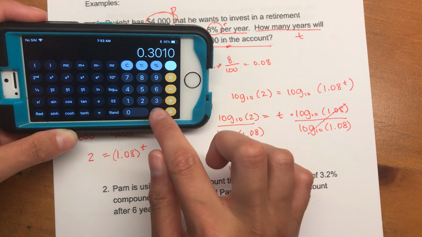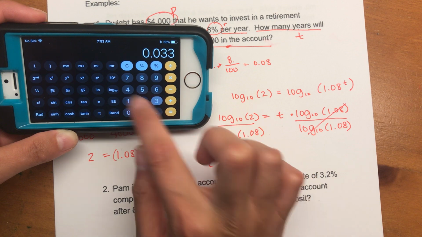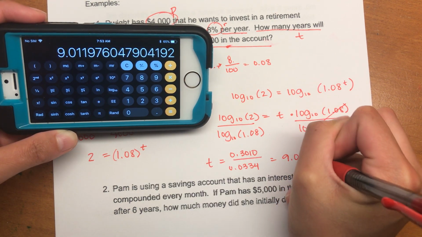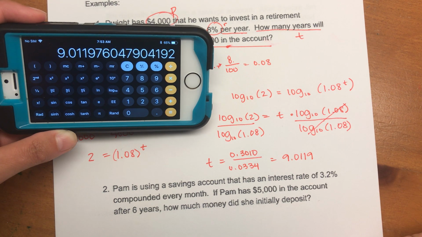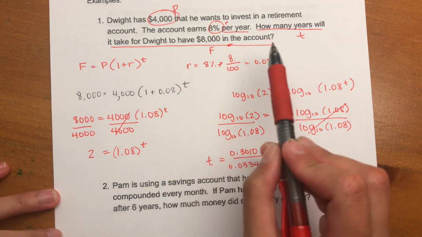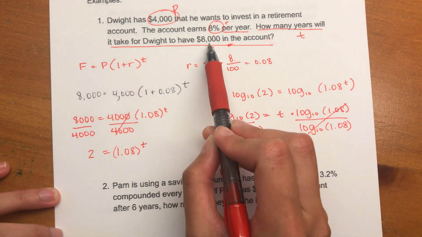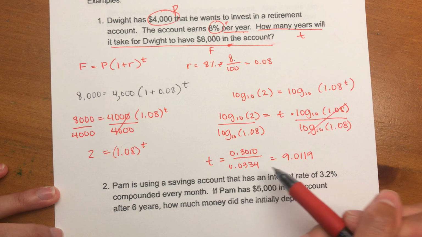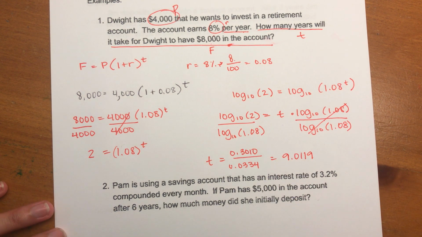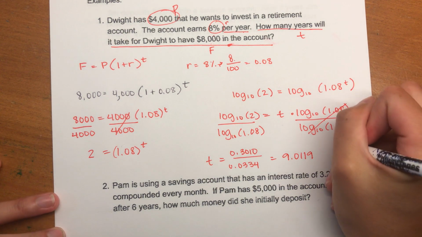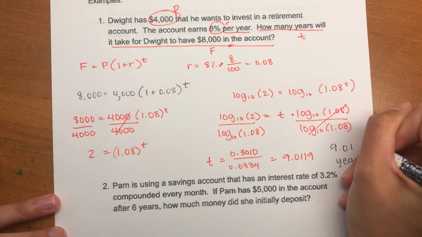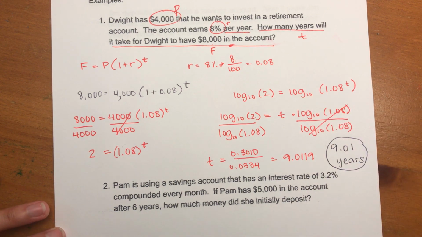0.3010 divided by 0.0334, and I get 9.0119. So what we're trying to figure out here is how many years will it take for Dwight to have $8,000 in the account. We figured out T is 9.01 if we round, okay? So our answer will be 9.01 years if we're rounding to the second decimal place.